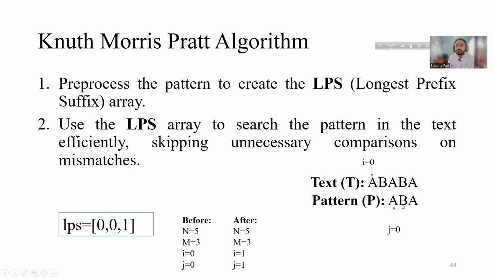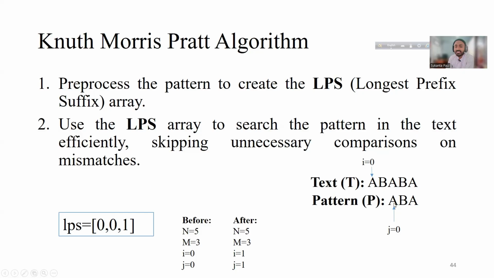So i actually represents the text position, and the pattern P position is denoted by j. If there is a match between Pj and Ti, at that time the values of i and j will both be increased. But in the naive algorithm, we didn't see that. So this is the improvement in the KMP algorithm.